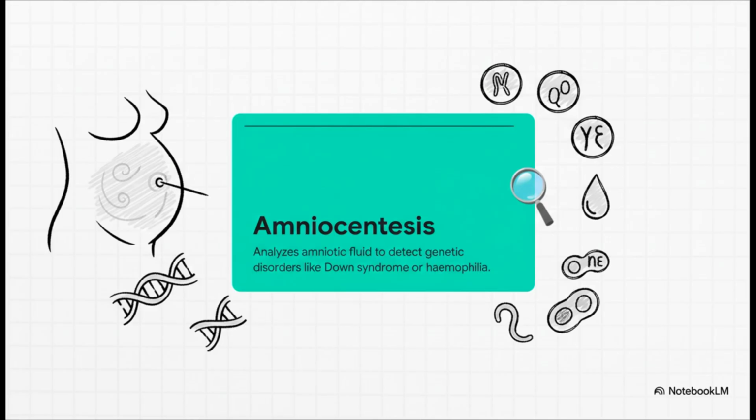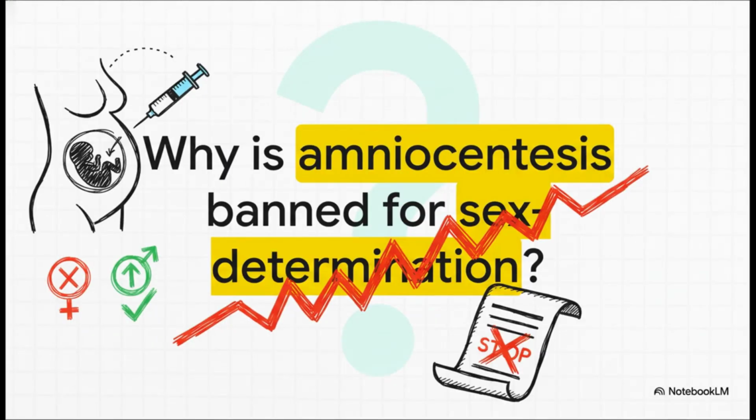Now, as part of modern healthcare, we've got some powerful tools at our disposal, like amniocentesis. Medically speaking, this is an incredibly valuable technique. What happens is a tiny sample of the amniotic fluid around the fetus is taken, and the fetal cells in it are analyzed. This can help detect certain genetic disorders like Down syndrome or sickle cell anemia, which gives parents really important information about the health of their unborn child. So if amniocentesis is such a useful medical tool, why on earth is it banned for finding out the sex of the baby in India?